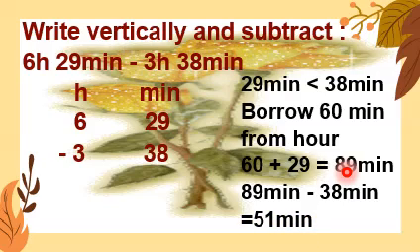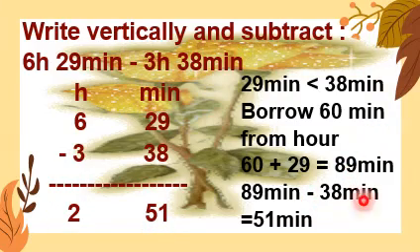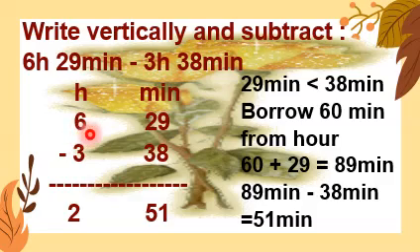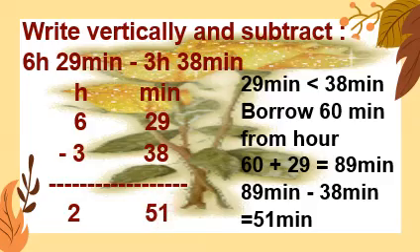So the final answer is: 89 minus 38 is equal to 51, and it is not 6 now, it is 5, because we have borrowed 1 hour for subtracting the minutes. So how many hours are left in our column? 5 hours are left. So 5 minus 3 is equal to 2 hours. So the final answer is 2 hours and 51 minutes.